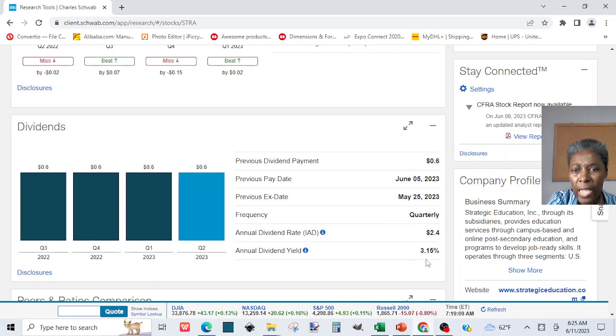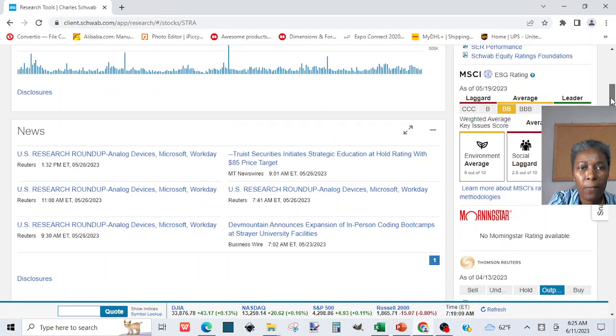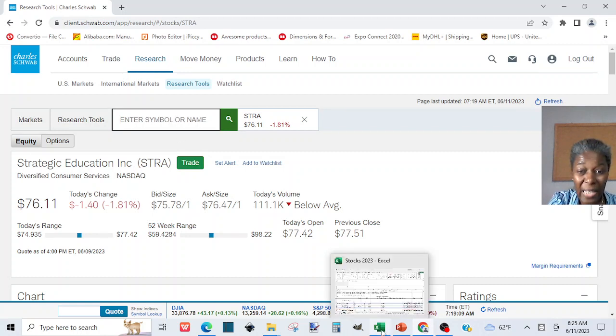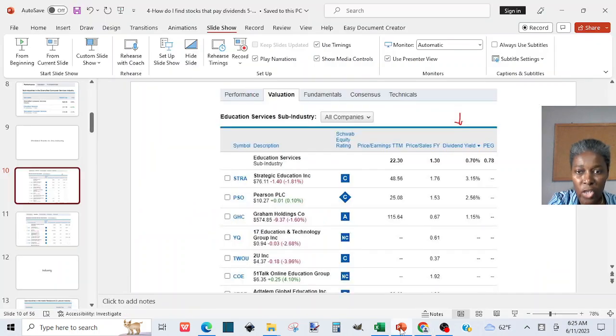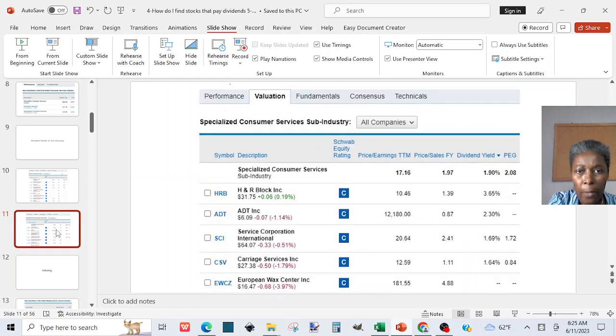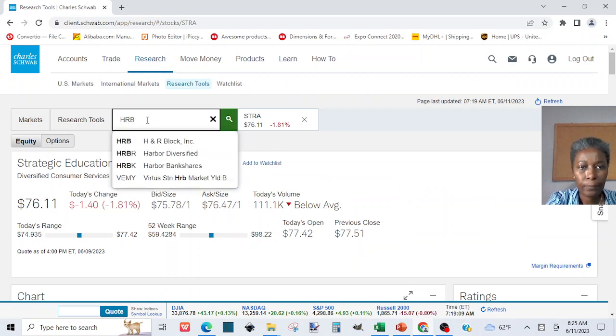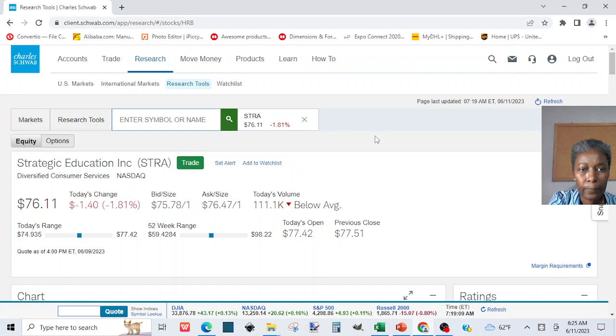But yeah, so 3.15. Okay, so now that we found that information and we have it on our spreadsheet, we will move to the next company. Again, we are batch searching, and I believe for this one we only have one. So let's see the next industry, specialized consumer services. We have one there as well, and that's H&R Block, HRB. So we'll go back and search HRB and click on it.